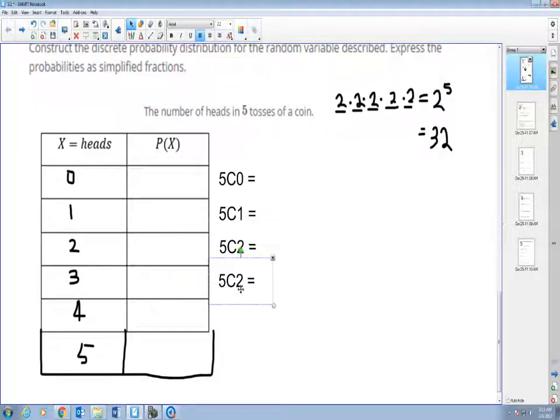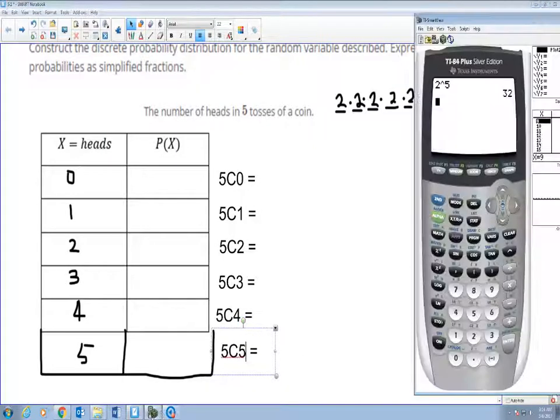5 choosing 3, 5 choosing 4, and 5 choosing 5. So that's how we count. How many ways can I get 0 heads, 1, 2, 3, all the way up to 5 heads? Alright, let's put this in the calculator real quick. Combination 5, math, probability, number 3, combination. Choosing 0 heads. 0 heads means all 5 tosses have to be tails. There's only one way.